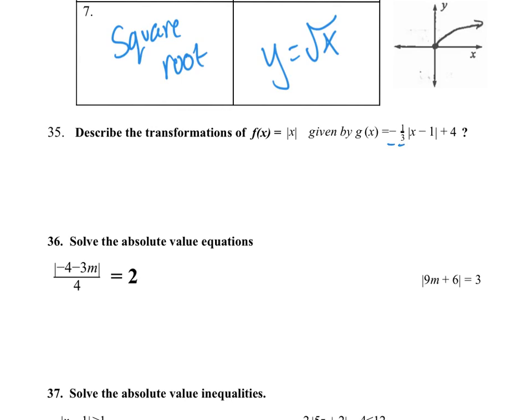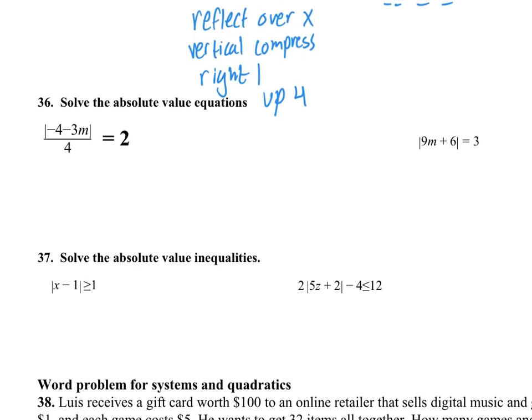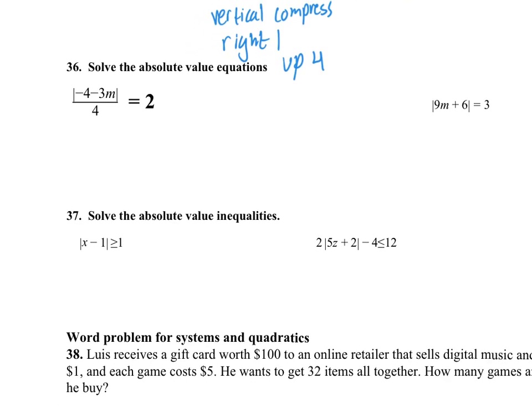Again, there's 4: 1, 2, 3, 4. Reflect over the x-axis, vertical compress, right 1, and up 4. There you go. These absolute value ones, guys, I'm going to do one of them with you, and then I'll pause and do just the notes, because it's pretty simple. I think just a quick refresher is going to get you exactly where you need to be.